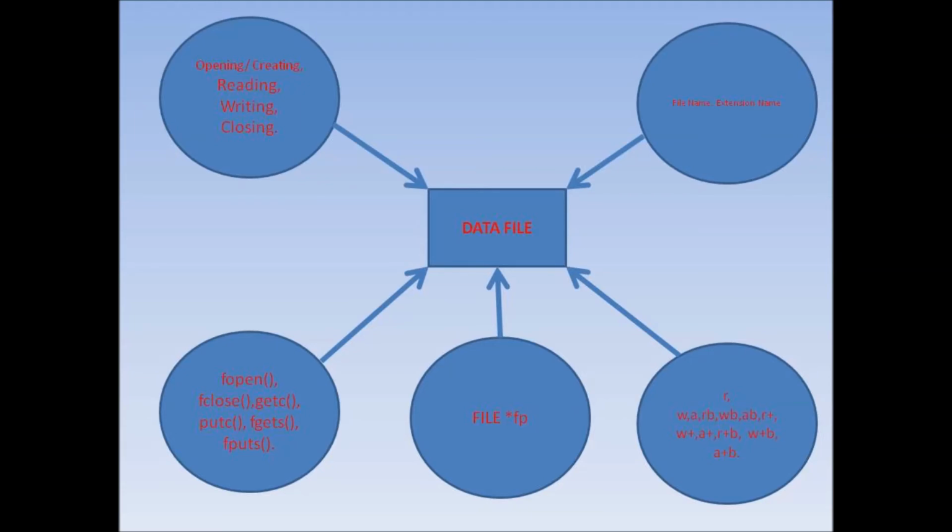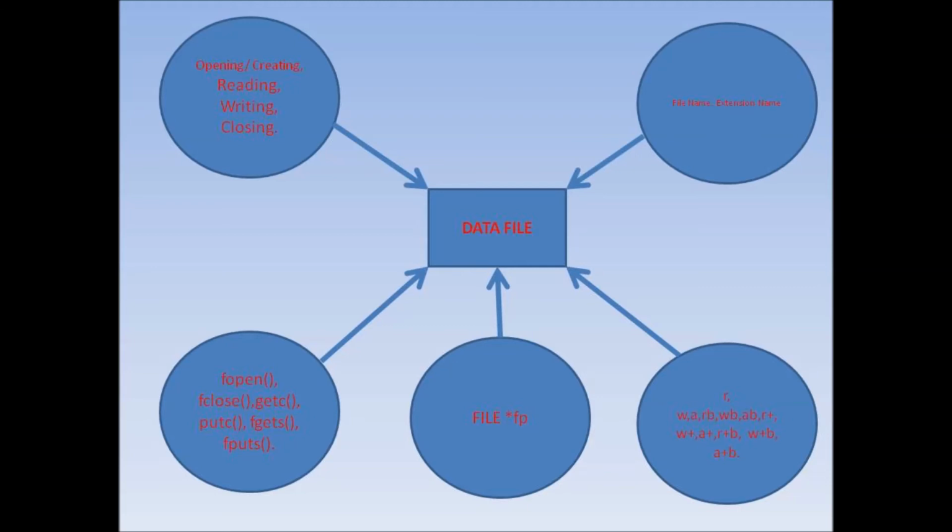This file name is divided into two parts: first part, dot, second part. The first part, that is the file name, may consist of alphabets and digits. Special characters are also supported, but it depends on the operating system we are using. Means if the operating system allows, then we can use some special characters in a file name. And the second part, which is after the dot, is called the extension name.